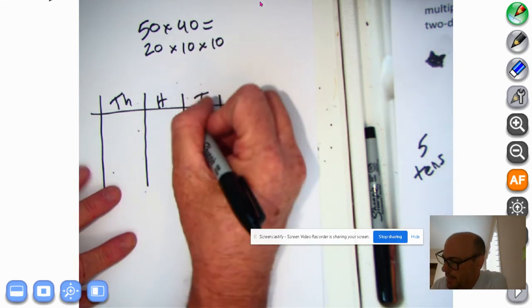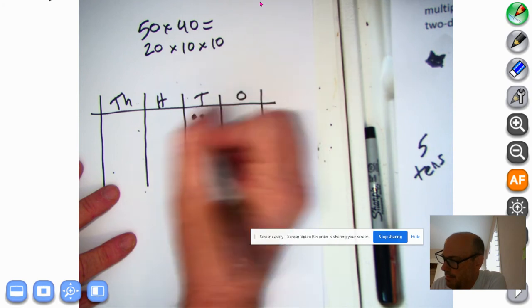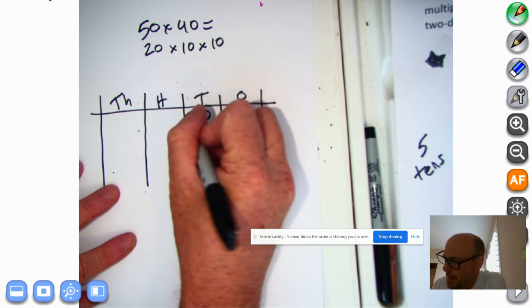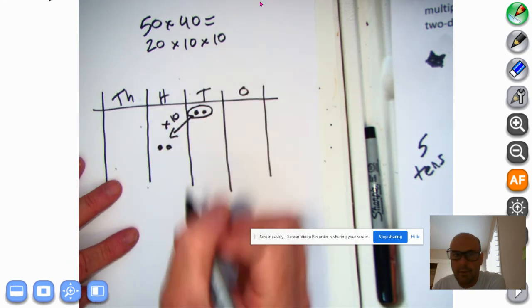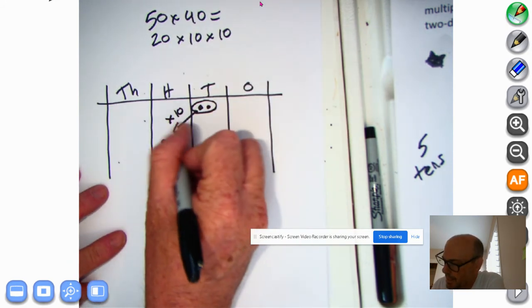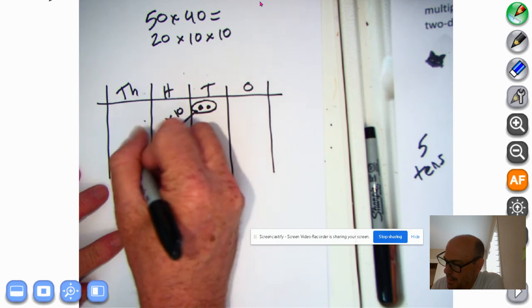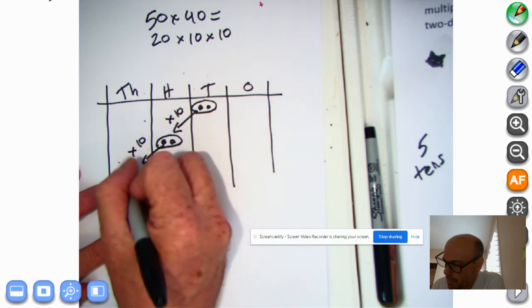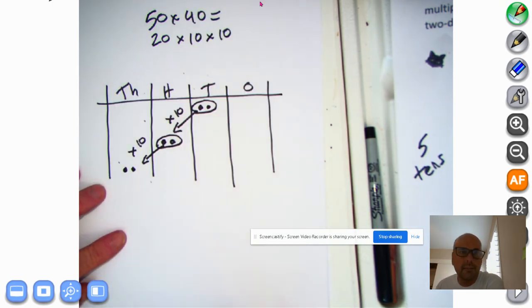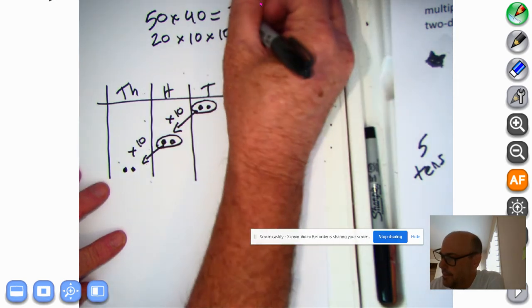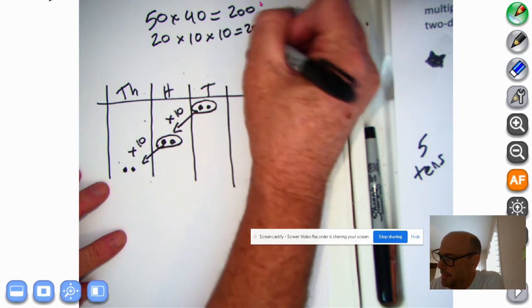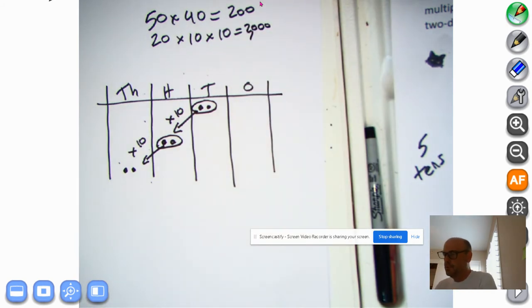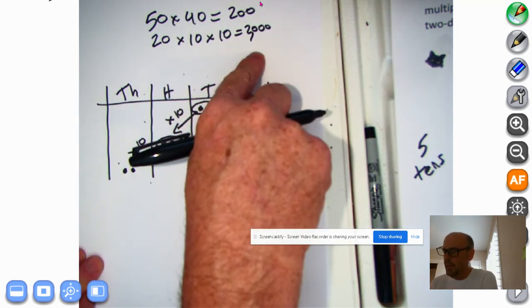So we're going to have 20, right? We're going to multiply it by 10. And what do we get? 200, right? And then we're going to multiply it by 10 again. And what do we have? 2,000, the same as 50 times 40. 2,000 and 2,000. Isn't that interesting? I think it is. So 20 times 10 times 10 equals 2,000.